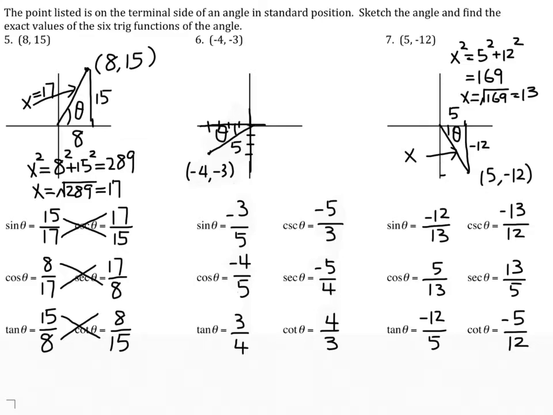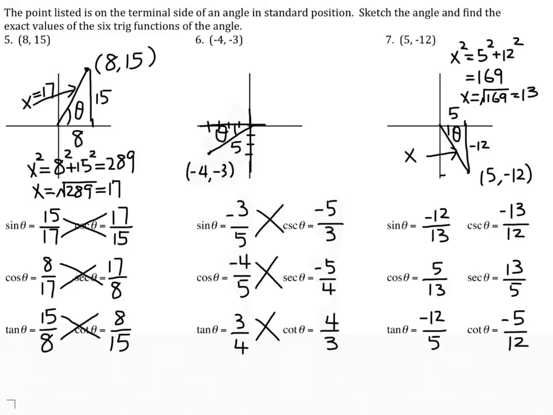Cosecant is the reciprocal of sine, which is negative 5 over 3. Secant is the reciprocal of cosine, which is negative 5 over 4. Cotangent is the reciprocal of tangent, which is 4 over 3.